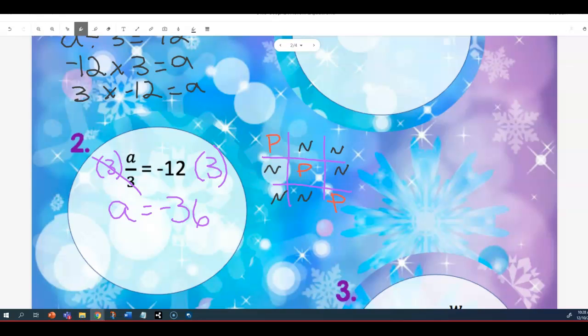Now, any way I go on this tic-tac-toe board will tell me the right answer. A positive times a positive is a positive, going diagonal. And then a negative times a negative is a positive. Negative times a negative, positive that way. Negative times a positive is a negative in the middle. So that's just a little quick thing that you can draw if you get confused with negatives. And this only works for multiplying and dividing.